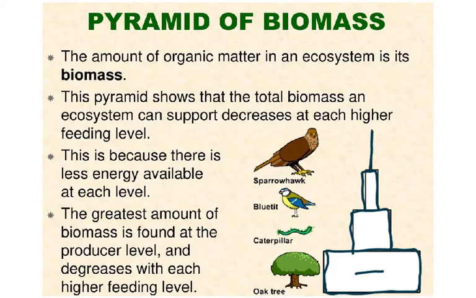So the amount of organic matter in an ecosystem is its biomass. This pyramid shows that the total biomass an ecosystem can support decreases at each higher feeding level. This is because there is less energy available at each level. The greatest amount of biomass is found at the producer level and decreases with each higher feeding level.